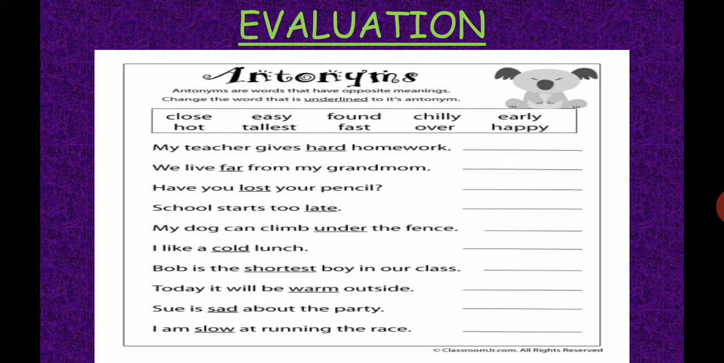Have you lost your pencil? The word underlined is lost. School starts too late. Late. My dog can climb under the fence. Under. I like a cold lunch. Cold is underlined. Bob is the shortest boy in our class. Shortest. Today, it will be warm outside. Warm. Sue is sad about the party. Sad. I am slow at running the race.